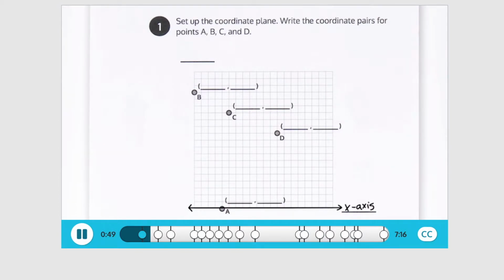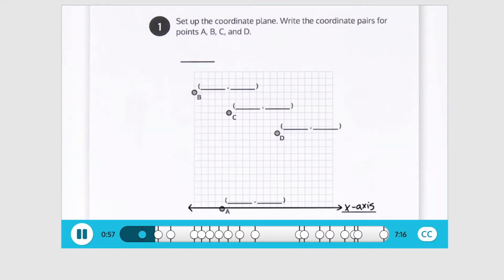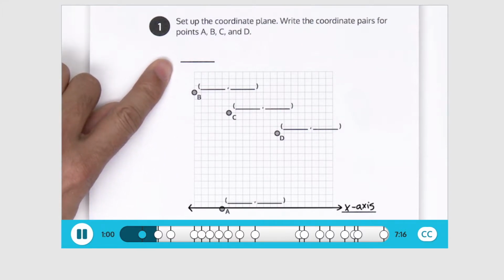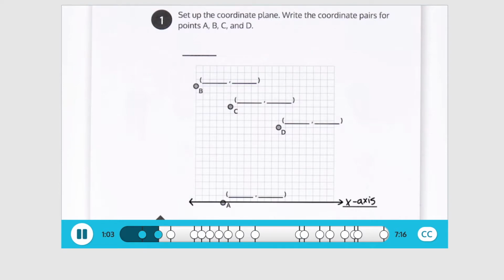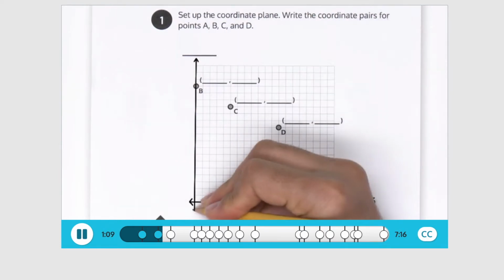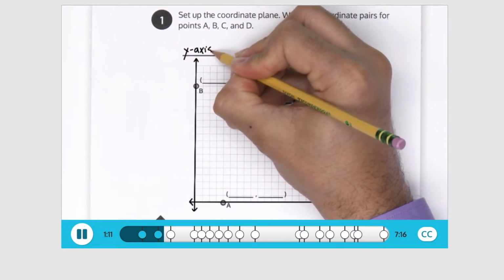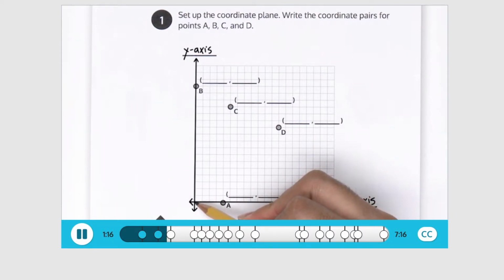Now use a ruler to draw a y-axis that is perpendicular to the x-axis and goes through point B. Label it y-axis here. So go ahead and pause the video to draw your y-axis either in Desmos or on your notes. I'll draw the y-axis like this and label it here. Now we have a coordinate plane. I'll label 0 at the origin here.